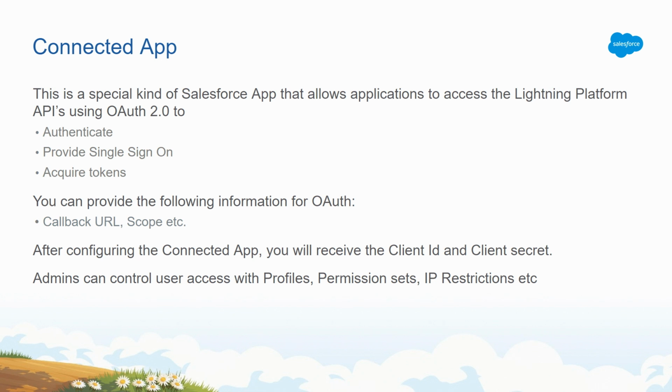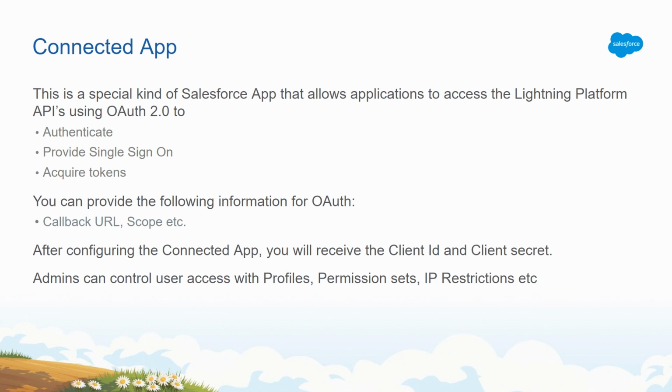The next concept is the connected app in Salesforce. This is basically a special kind of Salesforce app that allows any application to access the Lightning Platform APIs or the Salesforce APIs using OAuth 2. Using this, the application can do authentication and single sign-on, which basically means you can use one set of credentials to access different systems. The application can also get tokens using the connected app.